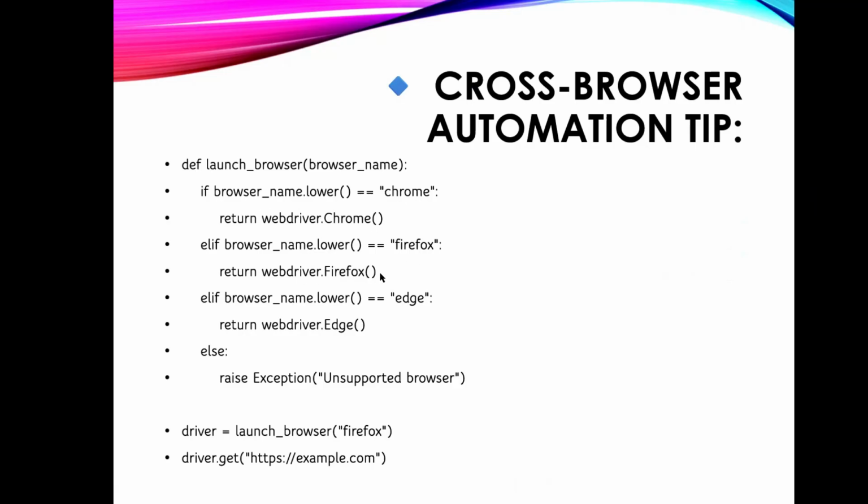If it is Firefox, return launching the Firefox browser. If it is the Edge browser, launch the Edge browser. Or else it is going to return the exception, that is, the unsupported browser. Then it is going to launch the browser, navigate to the site URL and quit the browser. So this is how you can do cross-browser testing by using this mechanism.